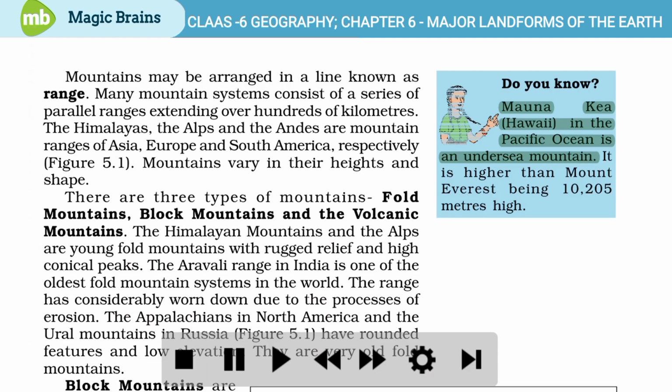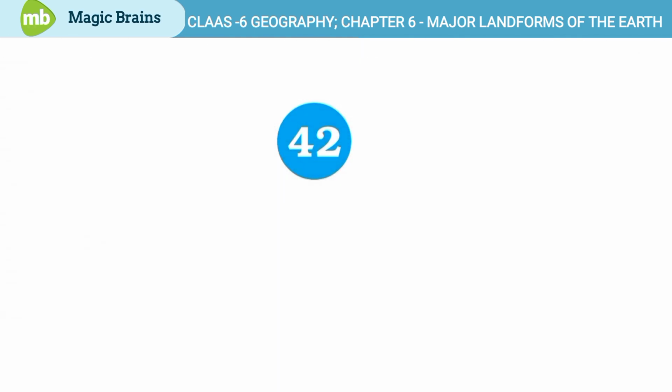Do you know, Mauna Kea in Hawaii in the Pacific Ocean is an undersea mountain. It is higher than Mount Everest, being 10,205 meters high. Page number 42.